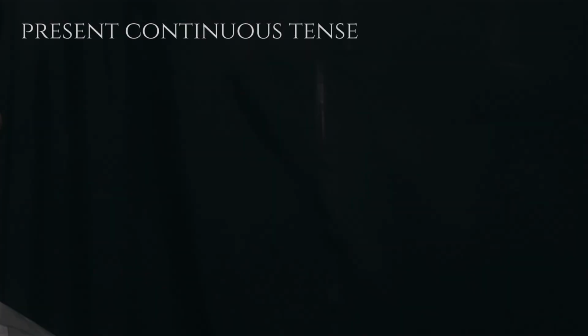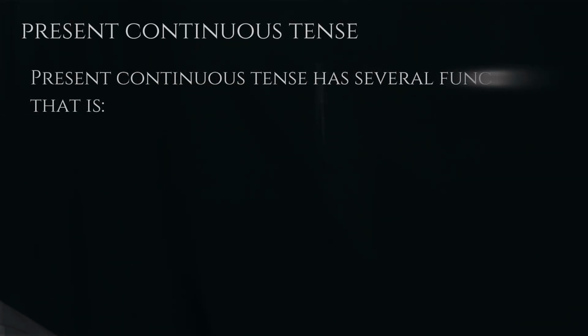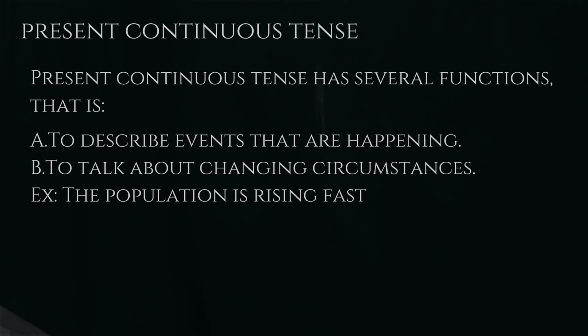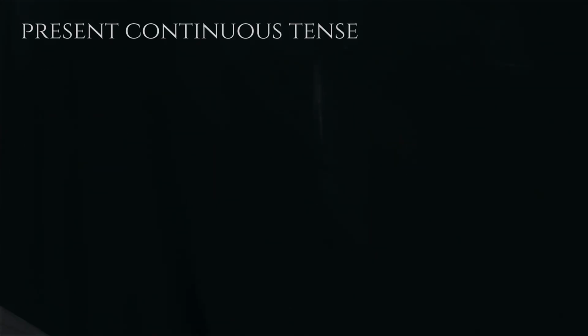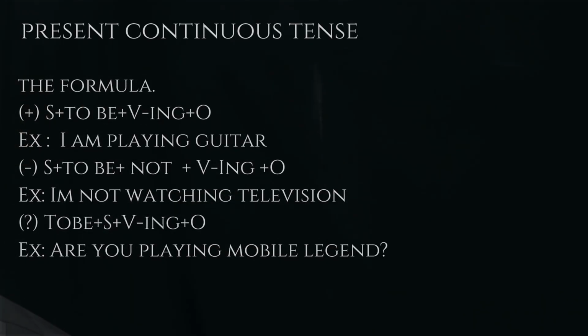Okay, the next material that we discuss is present continuous tense. Present continuous tense has several functions. That is to describe events that are happening and then to talk about changing circumstances. For example, the population is rising fast. Okay, we will go to the formula. The first formula is positive sentence. That is subject plus to be plus verb ing plus object. For example, I am playing guitar.